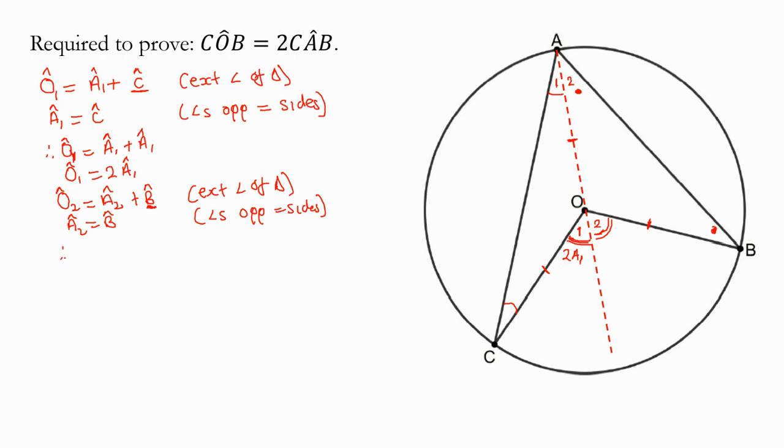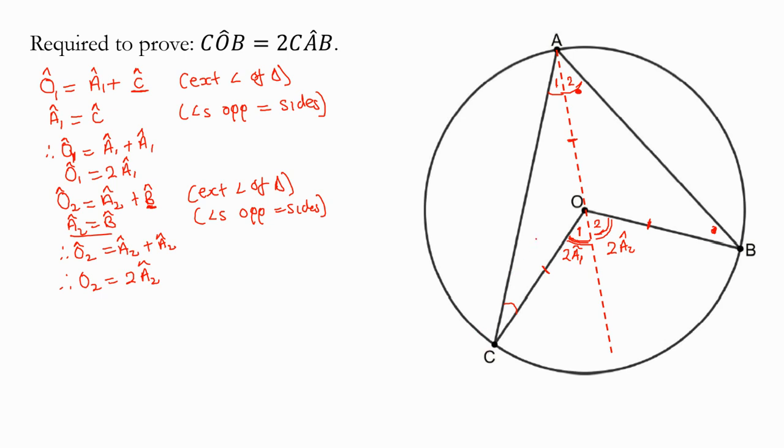Okay, so therefore angle O2 is equal to angle A2 plus angle A2. These angles are equal, so we can put angle A2 where there's B there. So therefore angle O2 is equal to 2 times A2. You see that? So here we can say 2 times A2. Okay, right.